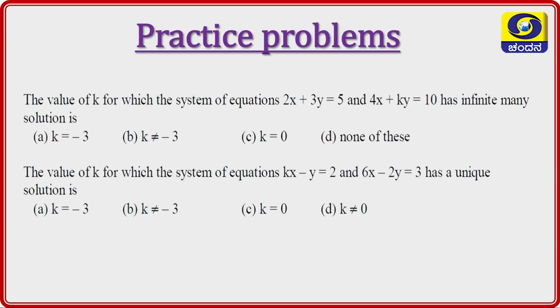Next, the value of k for which the system of equations kx minus y is equal to 2 and 6x minus 2y is equal to 3 has a unique solution. Here k value minus 3, or k is not equal to minus 3, or k is equal to 0, or k is not equal to 0. Practice these problems, children.